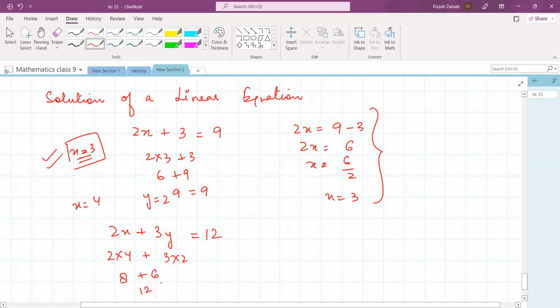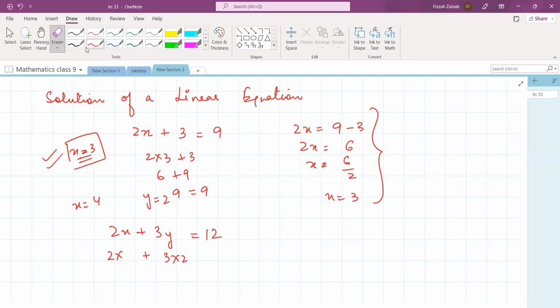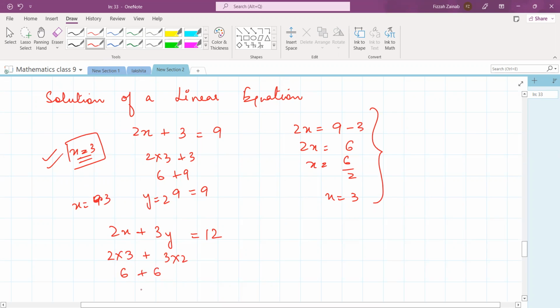Oh, sorry. The mistake I've done. Wait. I can take x is equal to 3, right? So it will be 2 into 3, so it will be 6 and plus 6. So that will give me 12. Is it right now? Yes, ma'am. So this combination, that x is equal to 3 and y is equal to 2, is one of the solutions of this equation, right?